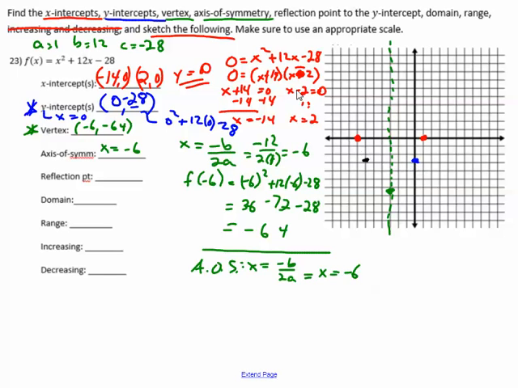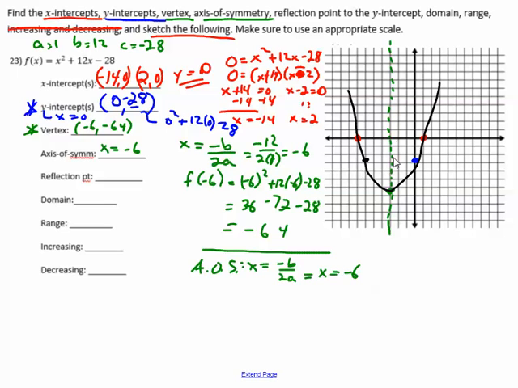All of my points here would give me an idea about what my parabola is going to look like. This is drawn freehand, not a great parabola, but that's about where my points are. My x-intercepts, my y-intercept, my vertex in green, my axis of symmetry in green, where x equals negative b over 2a. The black point is the reflection point of that blue point, because it's equidistant from the axis of symmetry. And there's our reflection point.